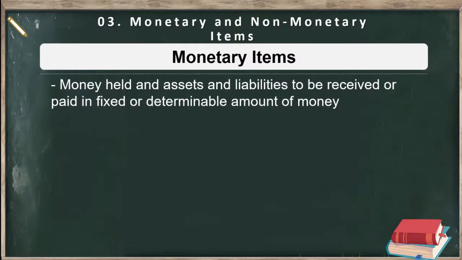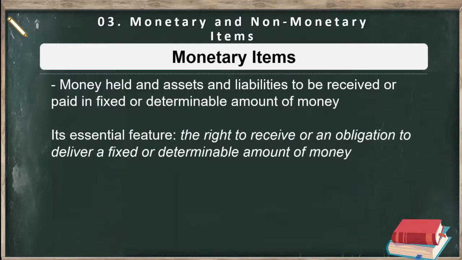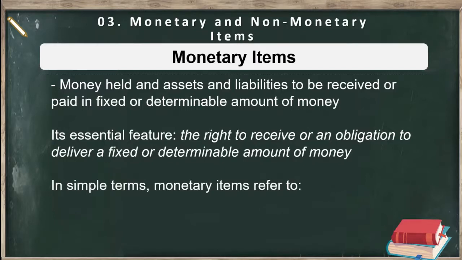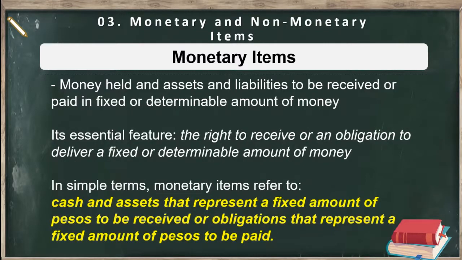So the monetary items include assets and liabilities. Their essential feature is the right to receive or an obligation to deliver a fixed or determinable amount of money. That's why it is called a monetary item. We have the right to receive and we have the liability or the obligation to deliver in terms of money. In simple terms, monetary items refer to cash and assets that represent a fixed amount of pesos to be received, or obligations that represent a fixed amount of pesos to be paid.